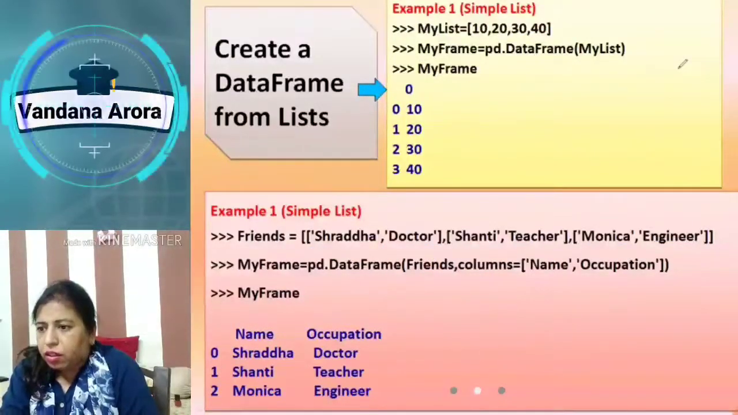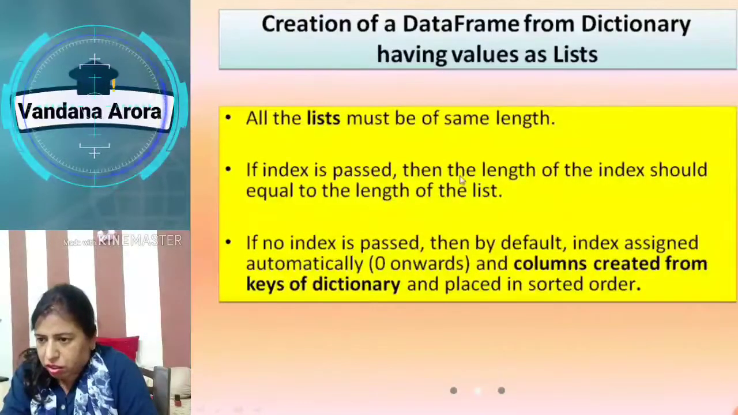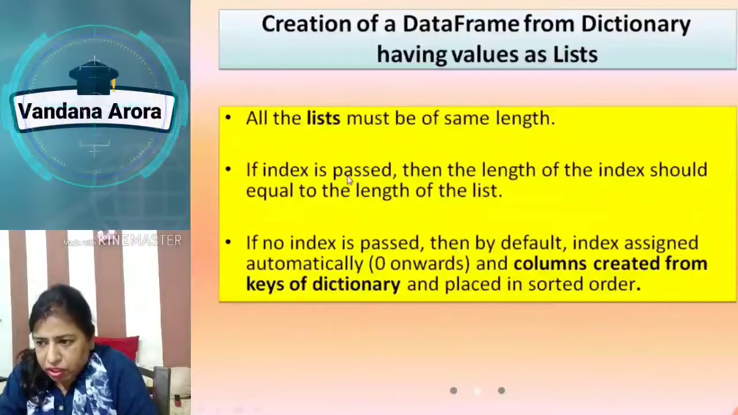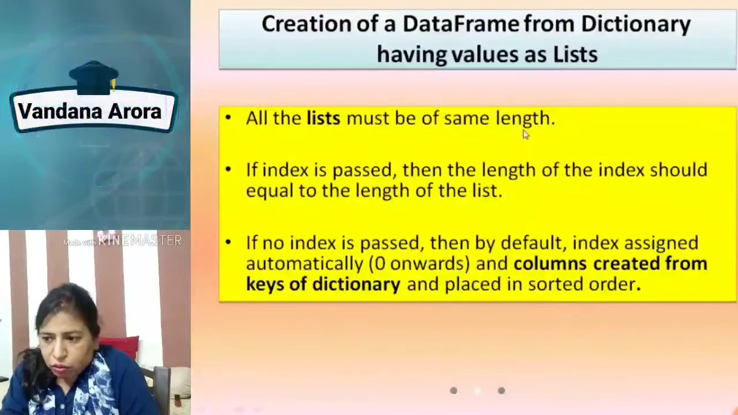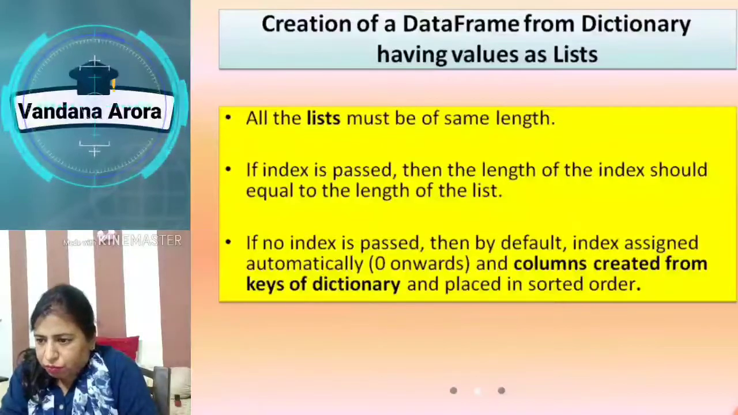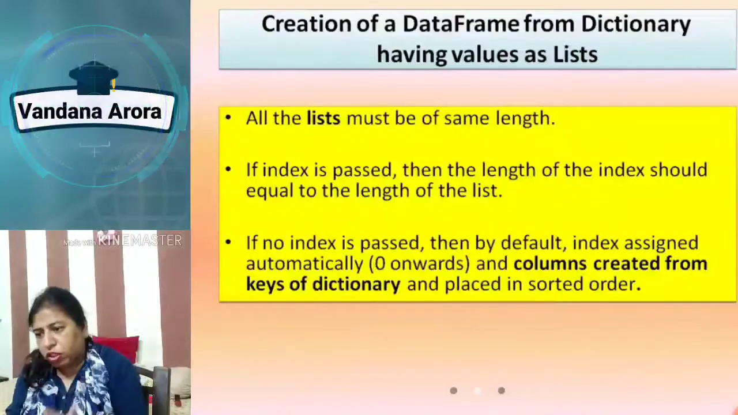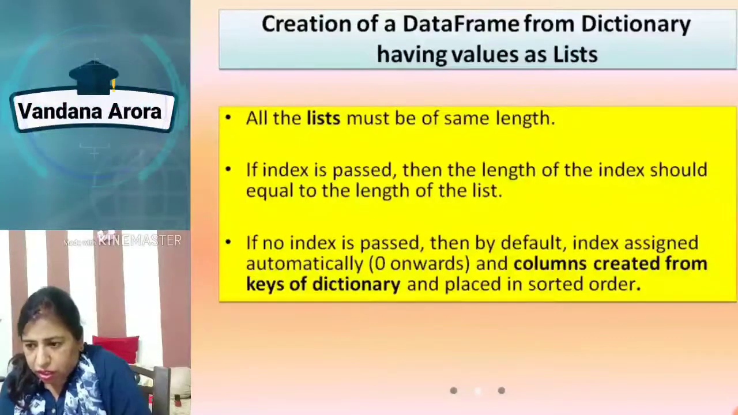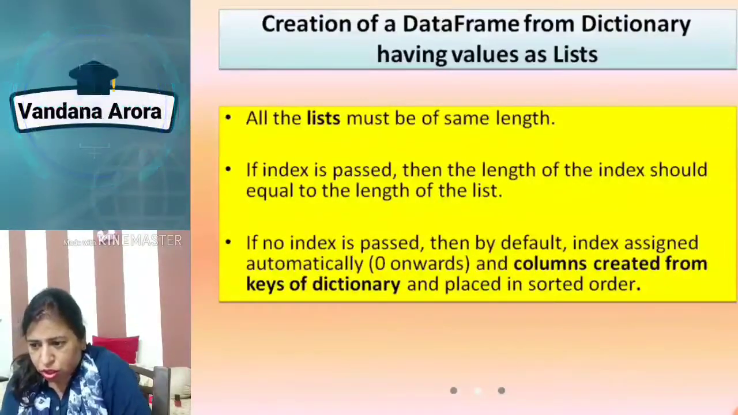Next is creation of data frame from the dictionary having values as list. When I am taking the data from the dictionary of lists, the lists must be of the same length. All the lists must be of the same length. And if the index is passed, then the index must have the same length as the data list. Clear? And if no index is passed, then you all know that by default the row index starts from 0 and the column index also starts from 0.